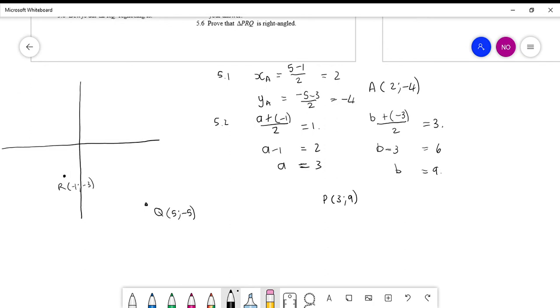Now you don't have to mark it off by the millimeter, but it has to be more or less correct as to not confuse you.